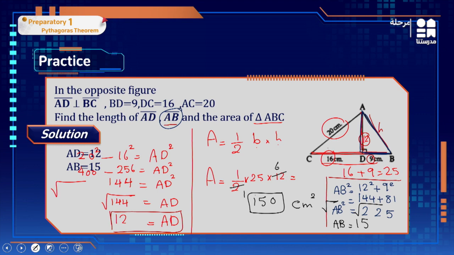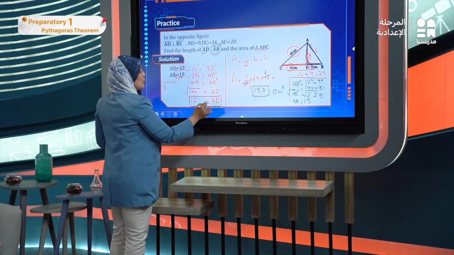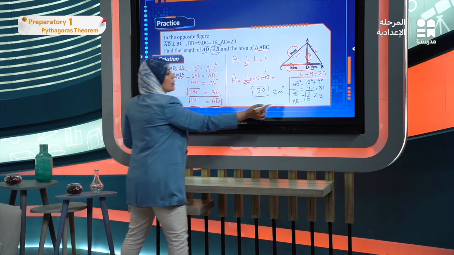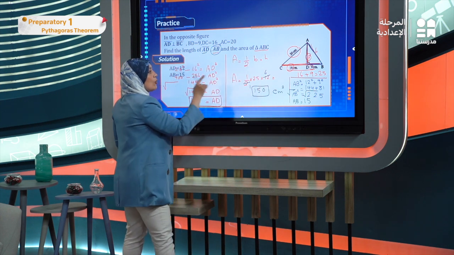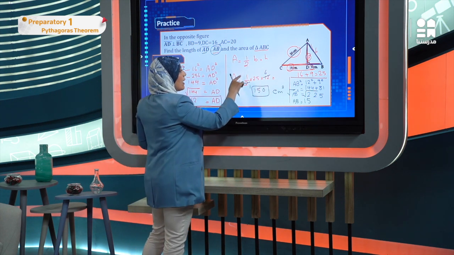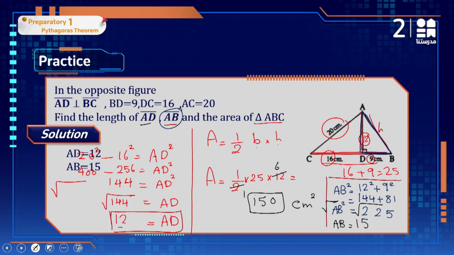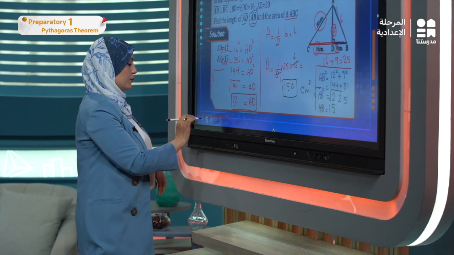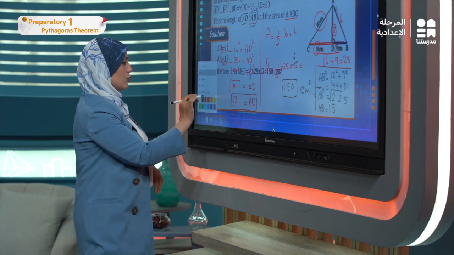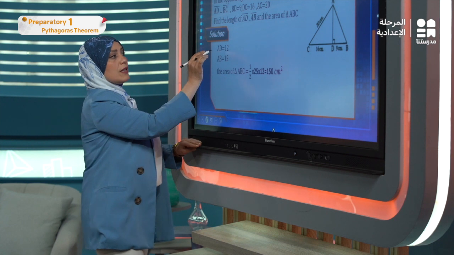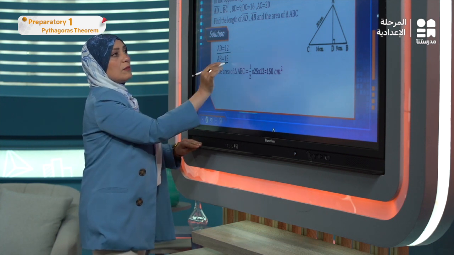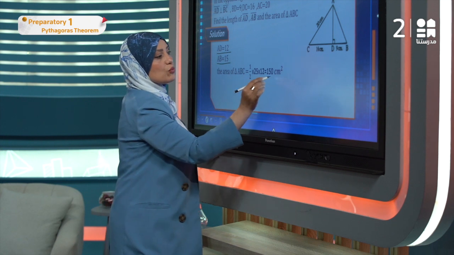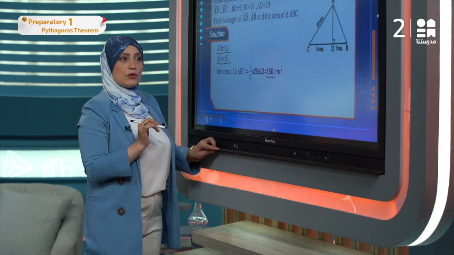So let me have a look now. We got AD, which is 12, and we got AB, which is 15, and the area of the triangle ABC is half base times height. The base is 16 plus 9, which is 25, and the height is 6. Then multiply the three numbers. Okay, I need to clear now all to focus on them. So AD equals 12 and AB equals 15, and the area is 150 centimeters.